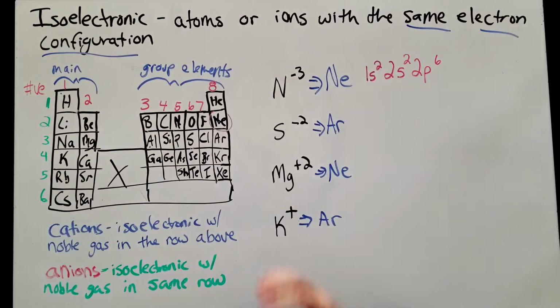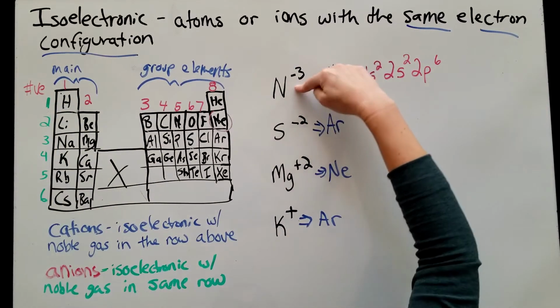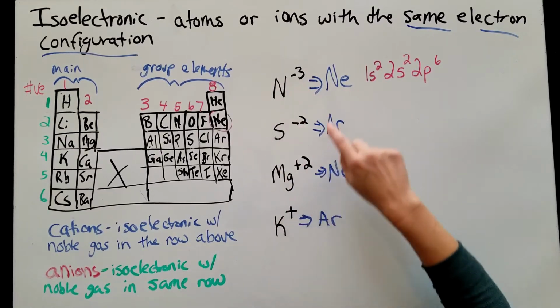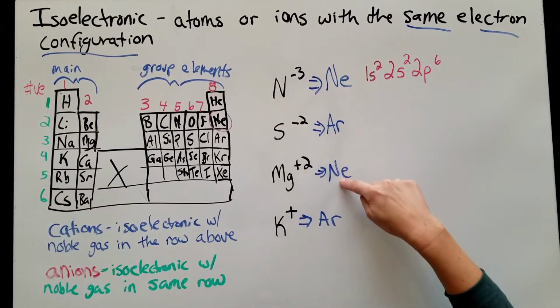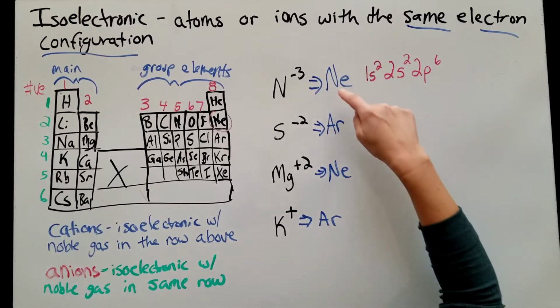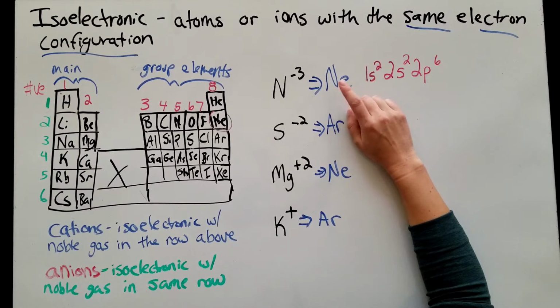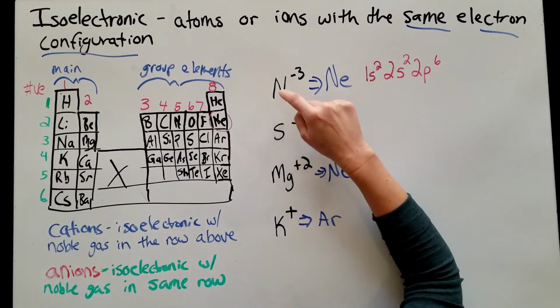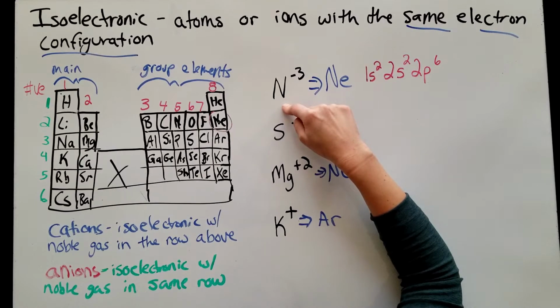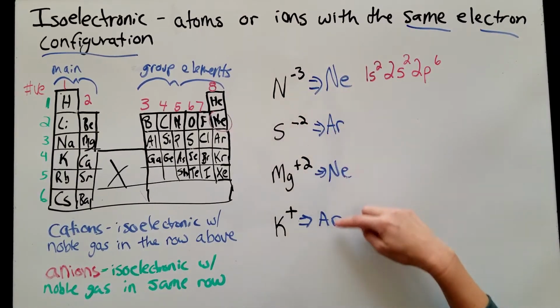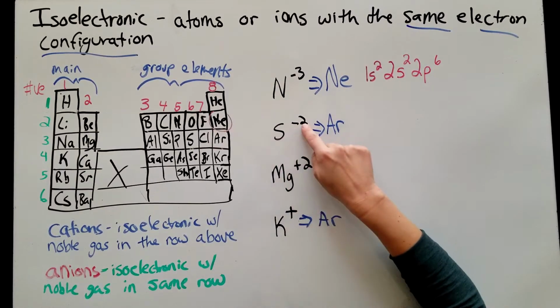So if you're ever approaching an ion of any sort, if you know which noble gas it's isoelectronic with, you can just write the electron configuration of that noble gas, and that will be the electron configuration of that ion as well. Okay, so let's do the same thing with the rest of them. We're going to write the electron configuration of sulfur with a 2- charge.